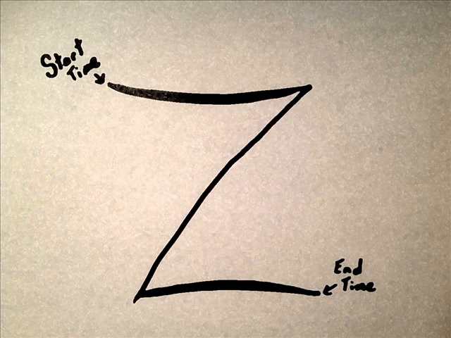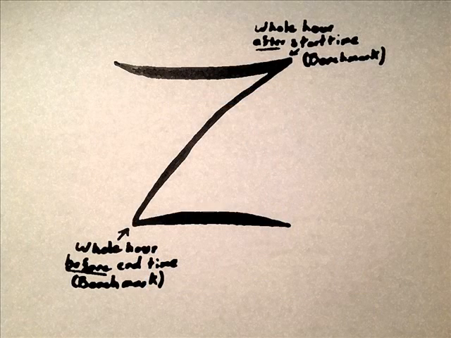A great way to think about this strategy is to look at it as if it is a journey, and you have to stay on the Z path until you find the end time at the end of the Z. Your next step will be to place the next whole hour after your start time on the top right of the Z, also called a benchmark. Then you will place the whole hour before the end time on the bottom left of your Z, your other benchmark.